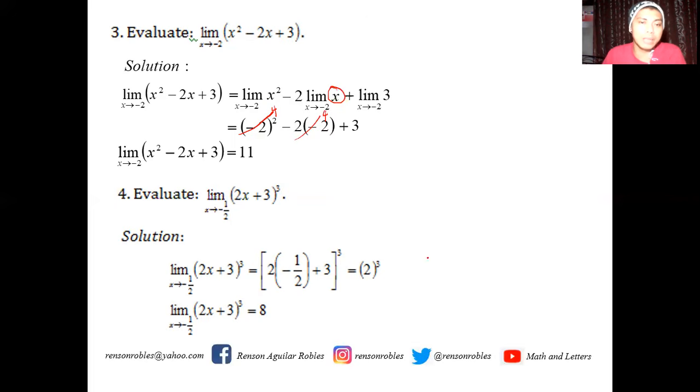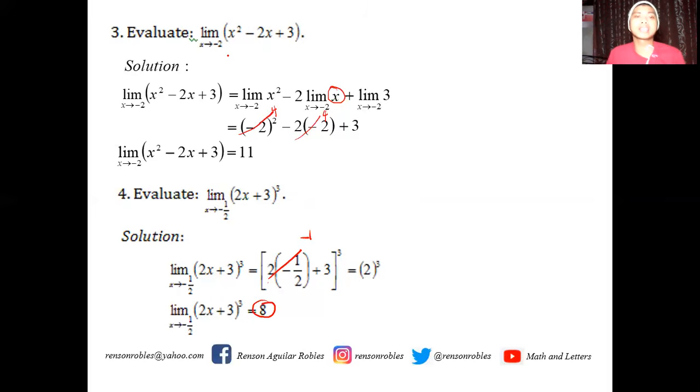We know that 2 times negative 1/2, this is equal to negative 1 plus 3, that's equal to 2 to the third power, and that is equal to 8. Okay? So the idea is we are just directly substituting this value a to x on the given function.